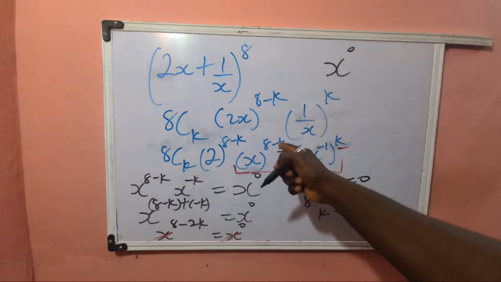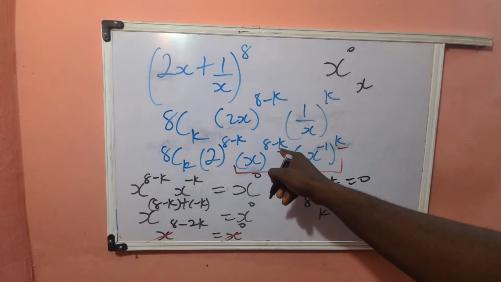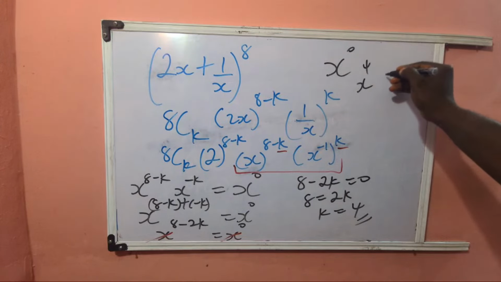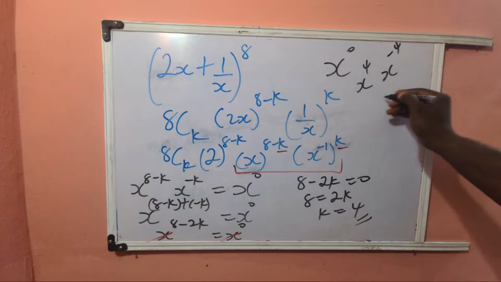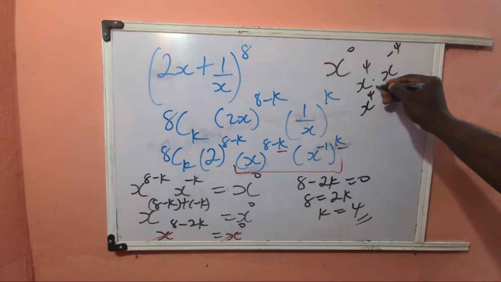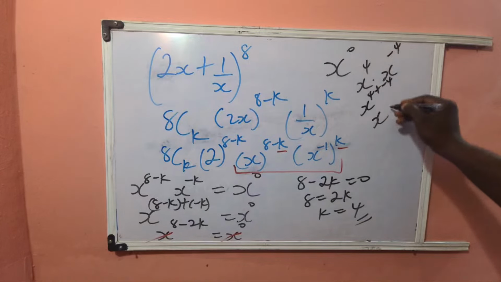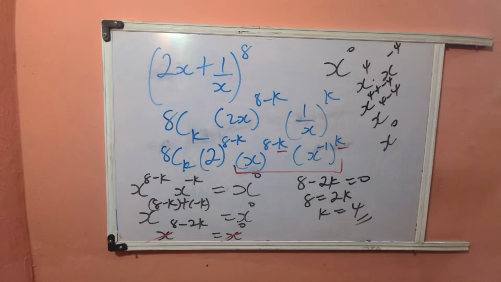You can go on to attempt that. Put k here as 4. That will be x raised to the power 8 minus 4, which is 4, and this will be x raised to the power minus 4. Do this using indices: x raised to the power 4 plus minus 4, that is x raised to the power 4 minus 4, that will be x raised to the power 0. So you can see k being 4 gives me my constant term.